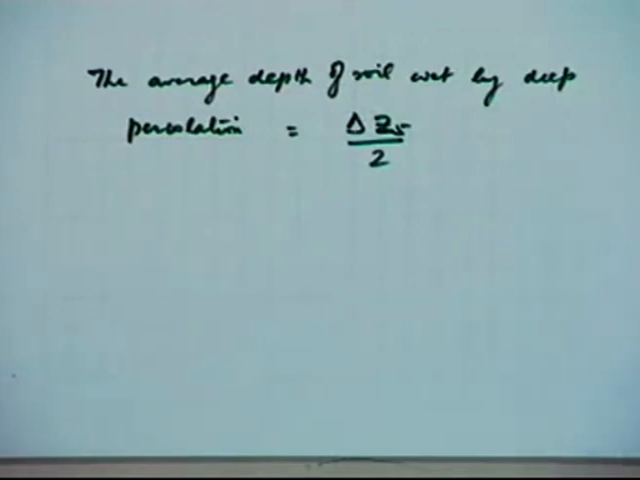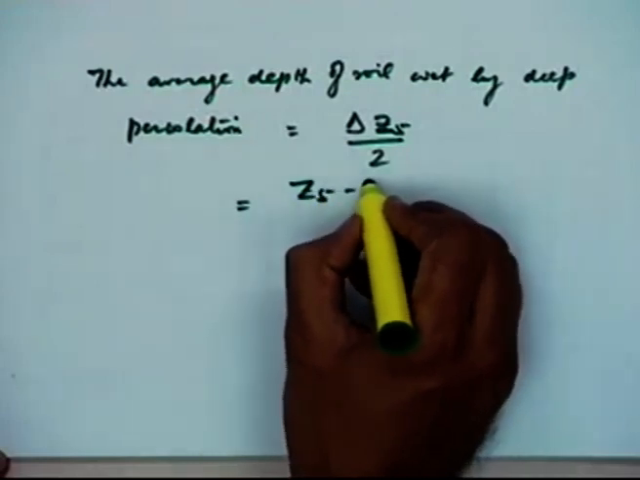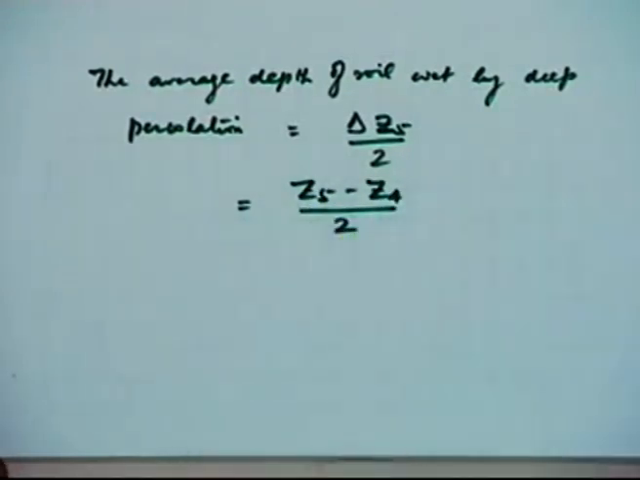Delta 5 is the maximum deep percolation. If we assume that this relationship is linear and is varying from delta 5 on the upstream end to the 0 level at the downstream end, then we can say the average deep percolation is delta 5 by 2, which can also be written as Z5 minus Z4 by 2, because delta 5 is nothing but Z5 is the absolute value or the total depth up to that level, and Z4 is the depth up to the root zone level at the upstream end.